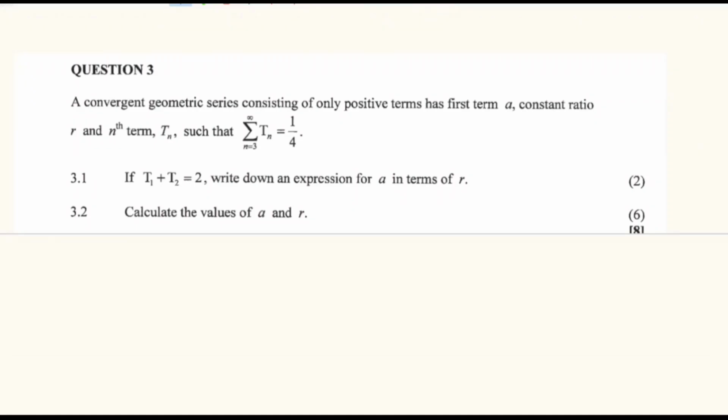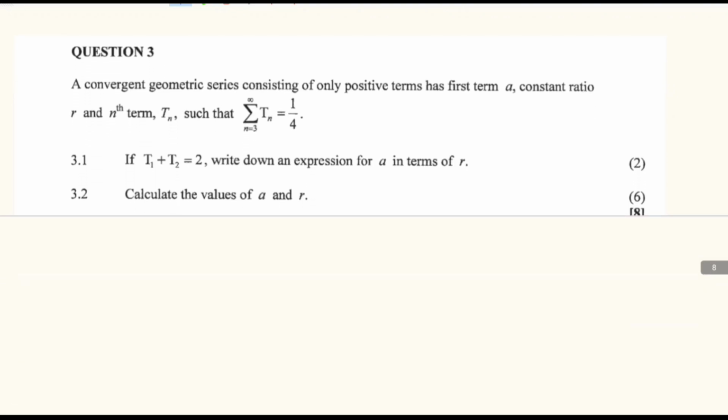My name is Bino. In this video, I'm excited to share with you the following question, which is based on geometric number patterns. The instruction reads that a convergent geometric series consisting of only positive terms has first term A, constant ratio R, and nth term Tn, such that the sum of Tn from n equals 3 up until infinity is equal to 1 over 4.